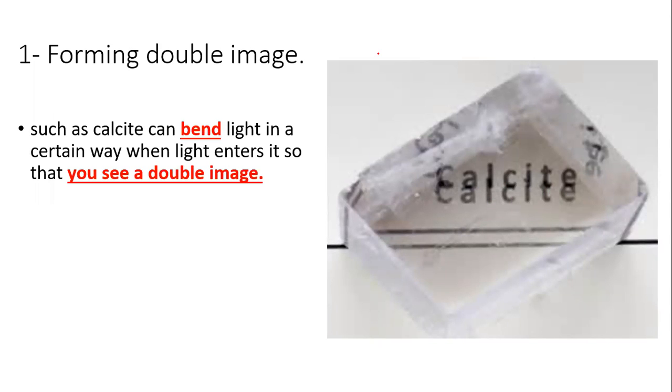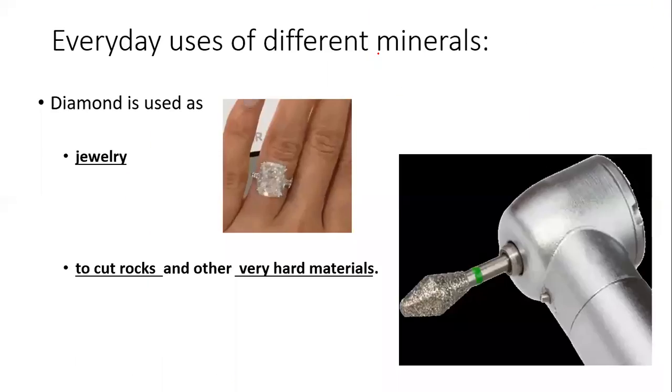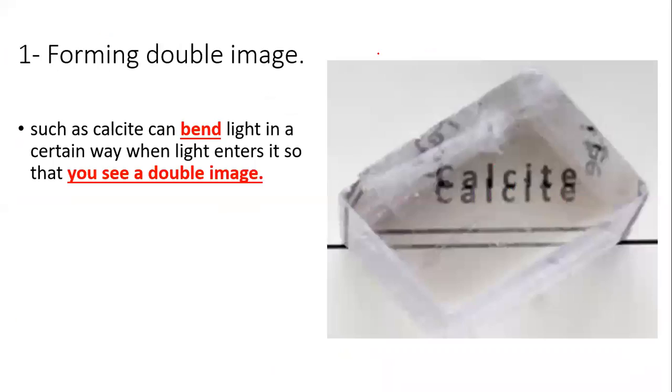If you look at calcite, calcite is a type of mineral. If you remember it from the Mohs hardness scale, it was number 3. Can you see? Calcite is famous for forming a double image. It bends the light in a certain way that makes you see a double image behind it. It looks like glass, but still you can see two images of the same word, like in the picture here. So this is one of the unique properties calcite has, okay?